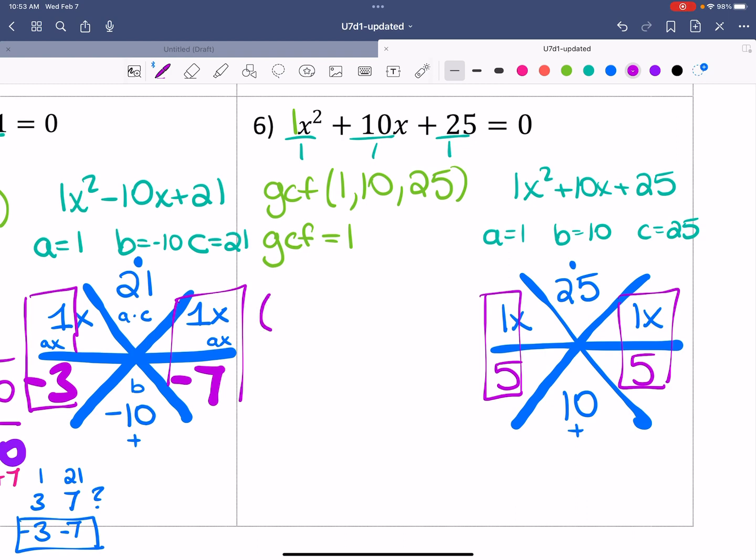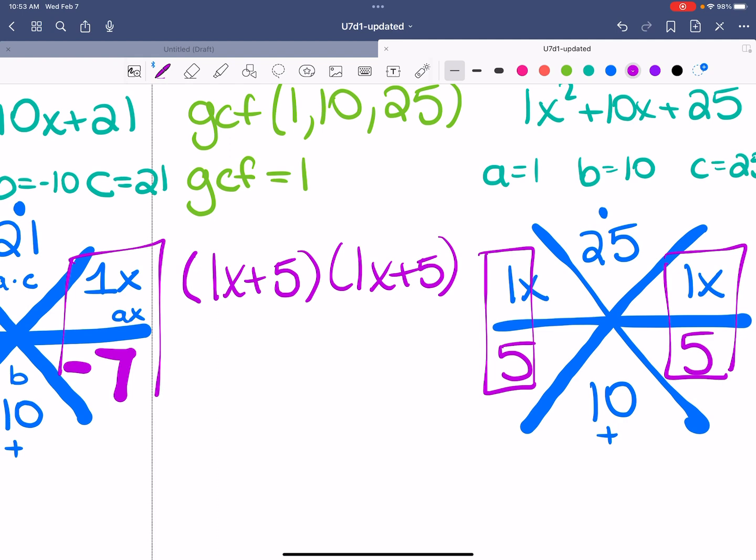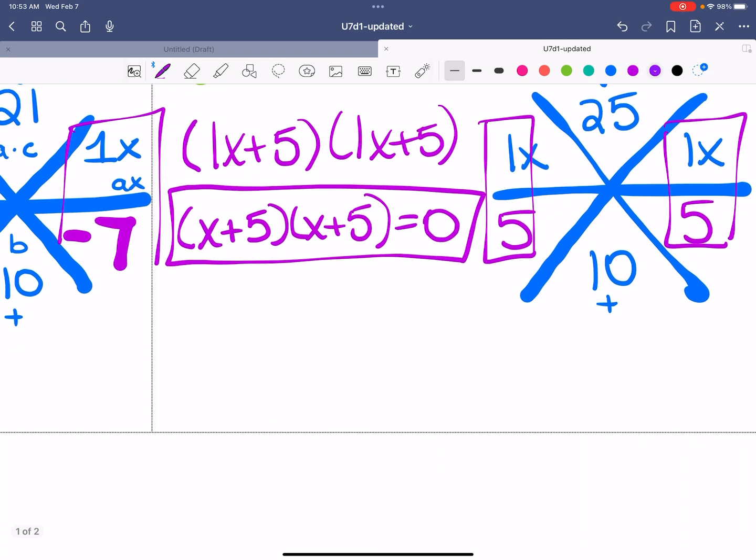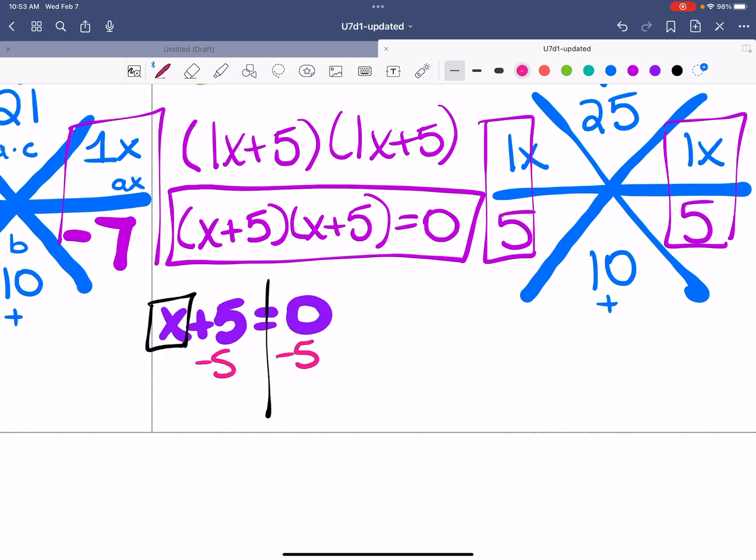So your factors would have been 1x plus 5 and 1x plus 5, or choosing to not write the ones, which would actually make it easier later on, would be x plus 5, x plus 5. That would now be set equal to 0, and this would be our new problem to keep solving. You would take each of those factors, x plus 5, and set it equal to 0 and start solving for x by doing the opposite of plus 5 to both sides.